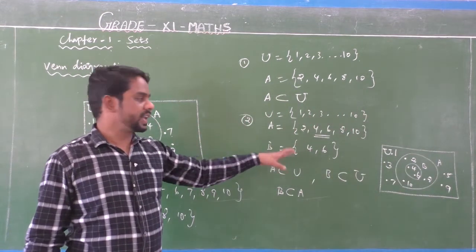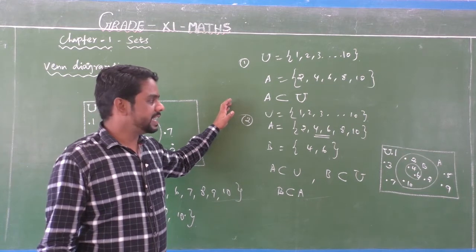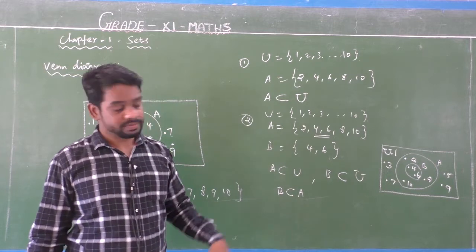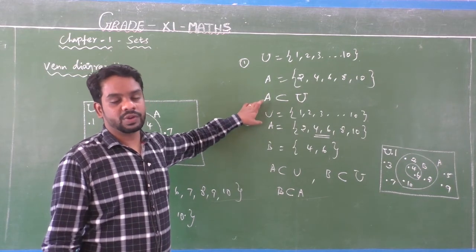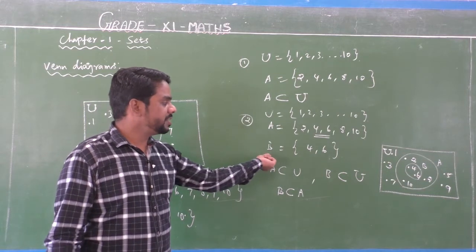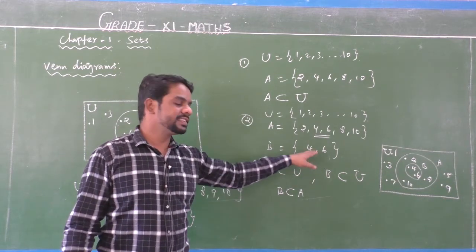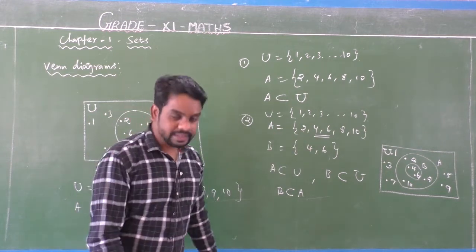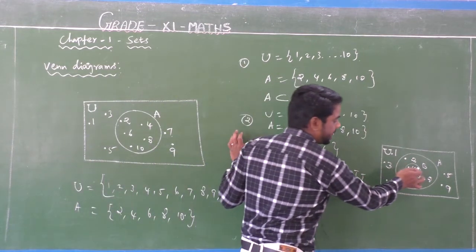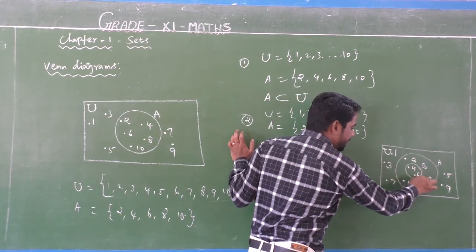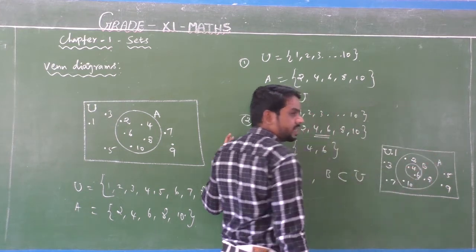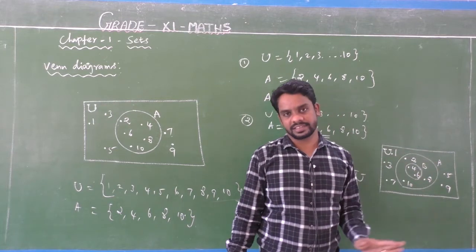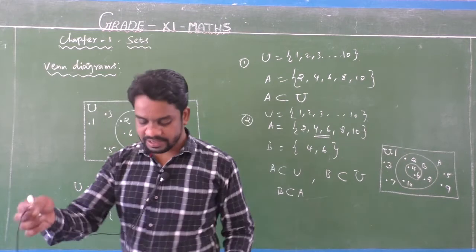So this is the Venn diagram given as illustration. The universal set has 1 to 10. A has 2, 4, 6, 8, 10, and B has 4 and 6. A and B are both subsets of the universal set. And one more piece of information: B is a subset of A. Here 4 and 6 belong to A. So this is the Venn diagram of the given sets. Listen, students, the set B is contained in the set A. These two sets A and B are contained in the universal set.